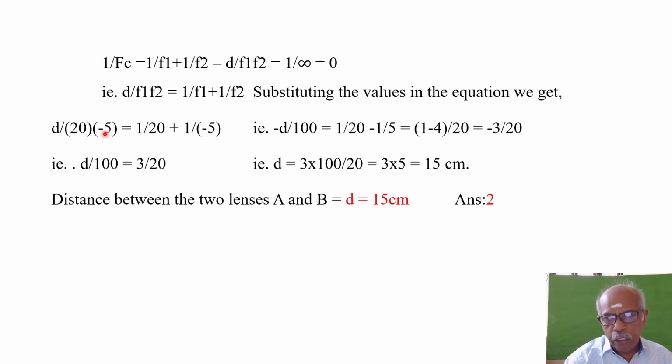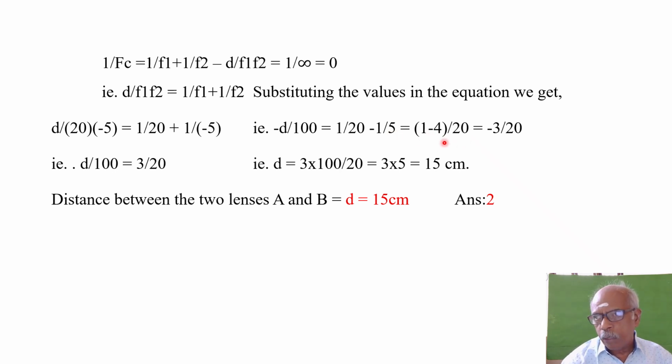So the LHS is 20 into 5, 100, with a negative sign here, so you get minus D by 100. What about the RHS? 1 by 20 minus 1 by 5. 20 is a common factor, so 1 minus 4 divided by 20.